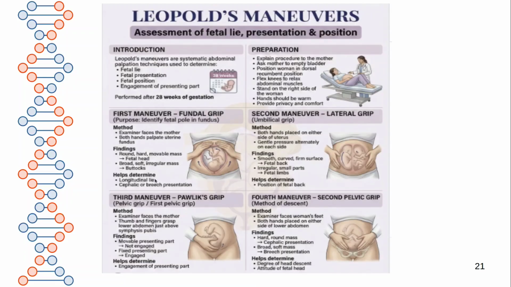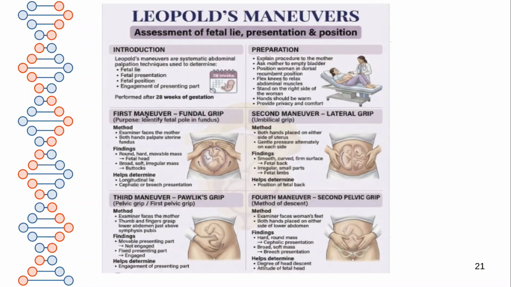This fundal grip helps determine longitudinal lie. So if you feel buttocks here, definitely the head will be on the lower side near the symphysis pubis. So this indicates a cephalic presentation. In case of breech presentation, the buttocks will be on the downside, and in the fundal region you will identify a hard mass, that is nothing but the head of the fetus.